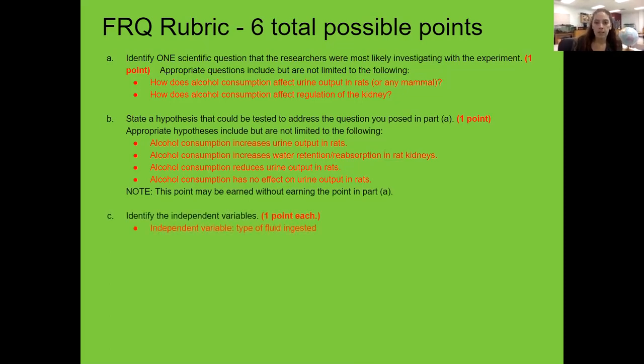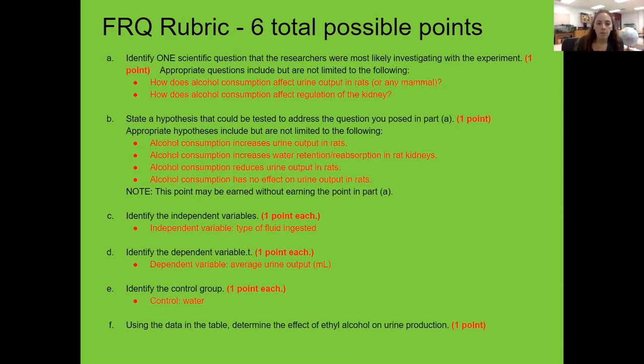The independent variable is the type of fluid ingested, so what they were drinking. The dependent variable is the amount of urine produced. And here I do have the units. That was not necessary, as long as he said the dependent was the amount of urine. The control group would be the group that drank water. The control group is sort of the normal or the standard. Rats usually don't go around drinking alcohol. That is what everything else was compared to, the group that was only given water.